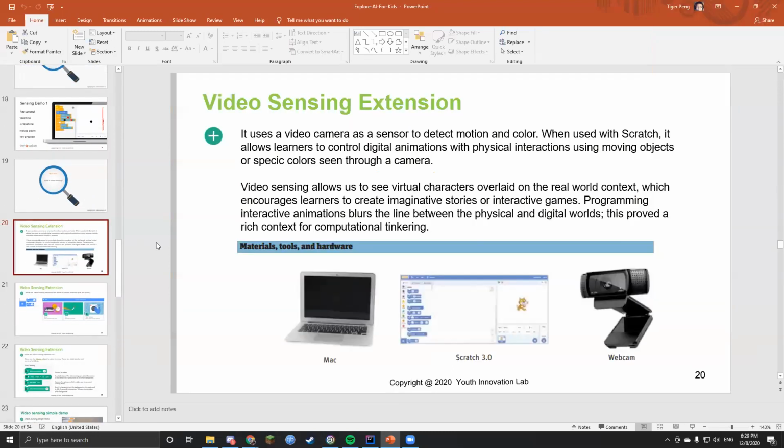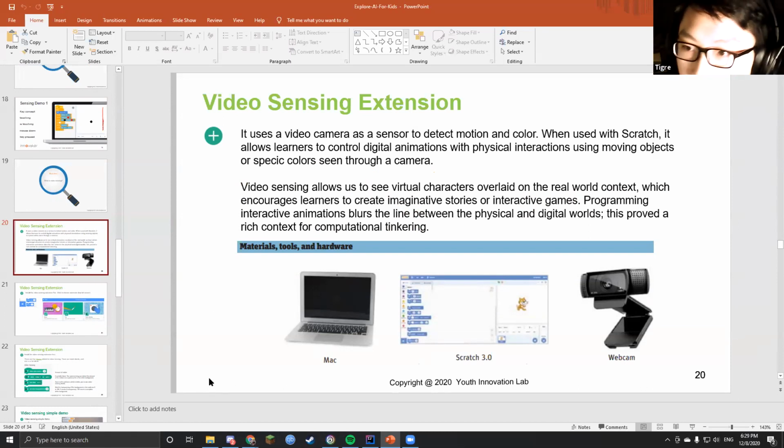Yes, so video sensing is a special extension, as my dad mentioned, for Scratch 3. It just uses your computer's webcam or any other external webcam that you have attached to detect motion, color, or any sort of visual thing like that. It's really cool because you can make simple games and interact with your characters in the computer using motion in the camera that it detects.